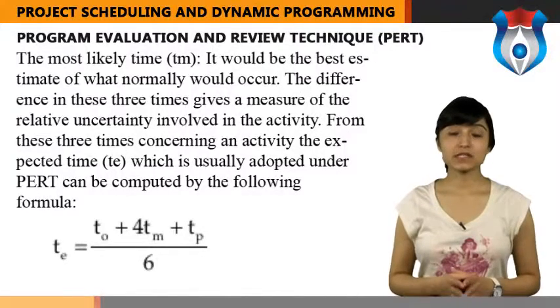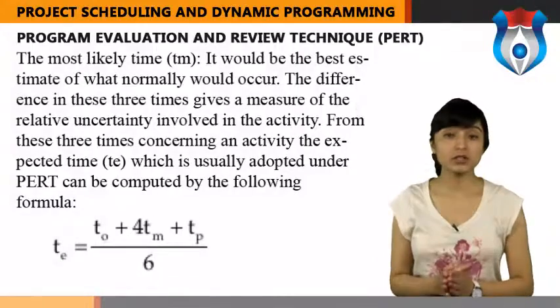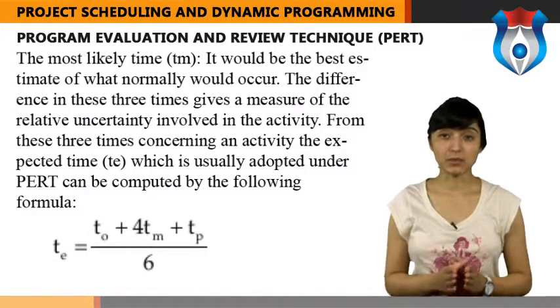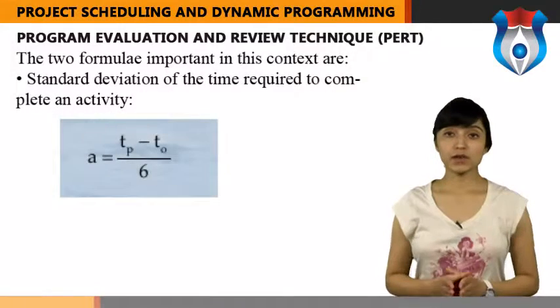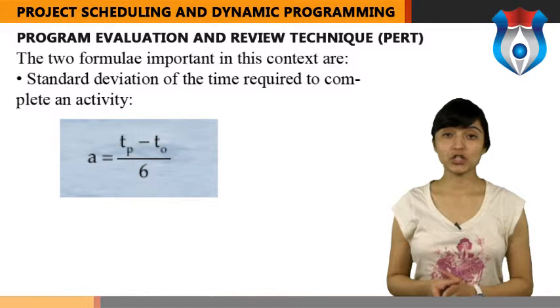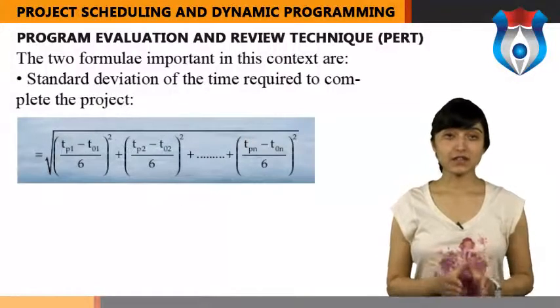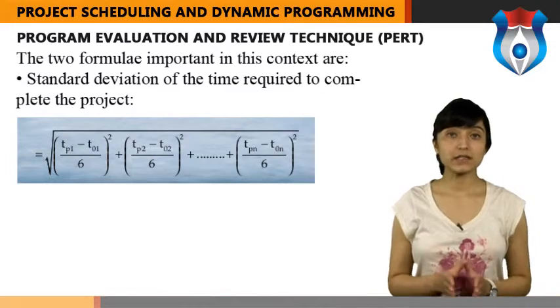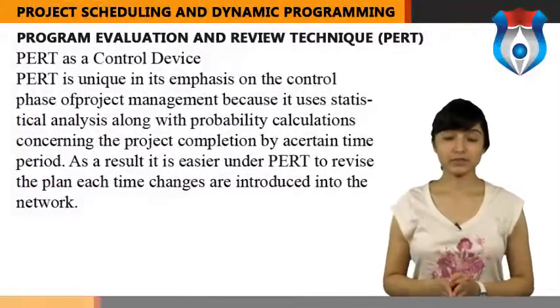From these 3 times concerning an activity, the expected time, which is usually adopted under PERT, can be computed by the following formula. The 2 formulae important in this context are the standard deviation of the time required to complete an activity, and the standard deviation of the time required to complete the project.